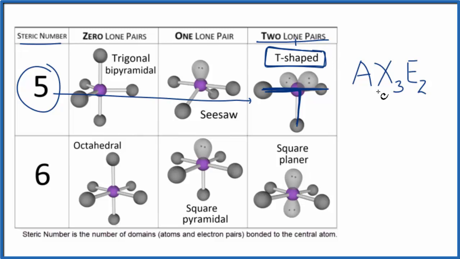If you wanted to know the electron geometry, remember we have that steric number of 5. We have 5 things attached. That gives you trigonal bipyramidal.